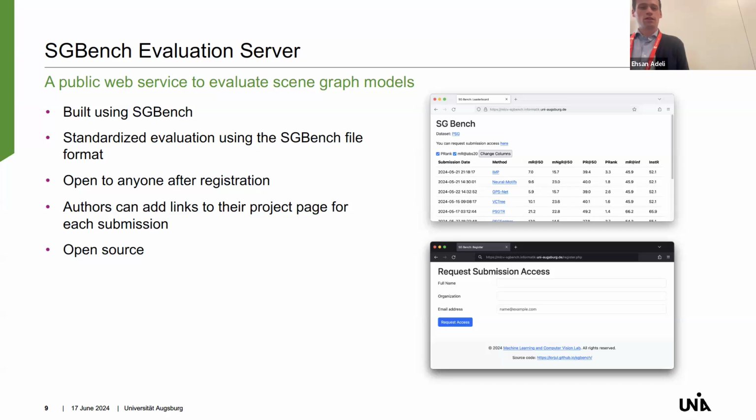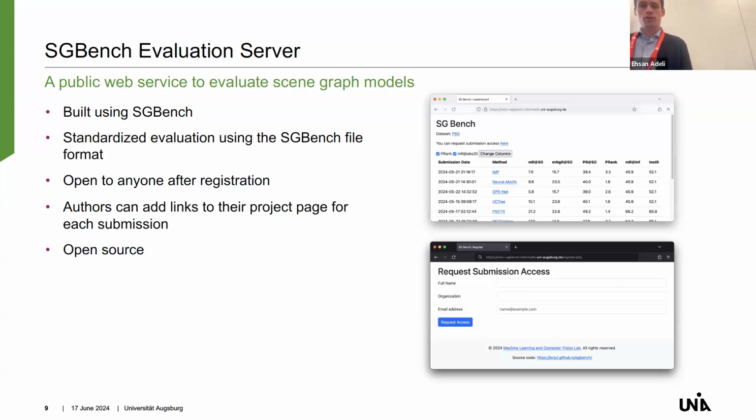Anyone can register, it takes a couple of days, and then it's unlocked. Also, if you upload something there, you can add links to your project page for publicity or whatever. And we'll also open source the web service code.